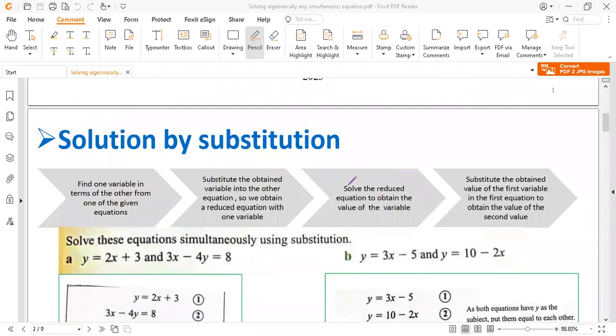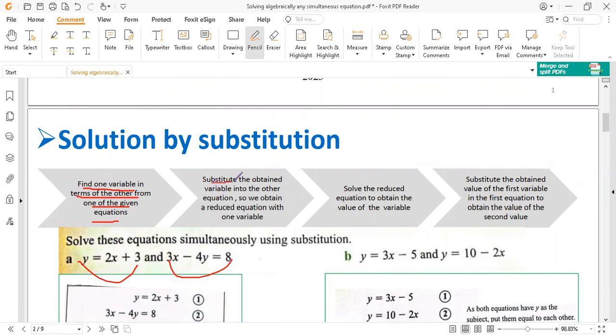We should know that we can find our solution by substitution or by elimination. We are going to start with solution by substitution. First of all, we find one variable in terms of the other from one of the given equations, because we have two simultaneous equations. We use one equation to find one variable in terms of the other.